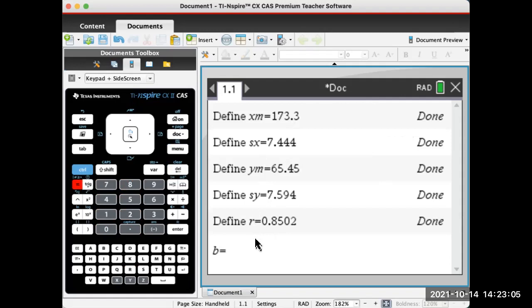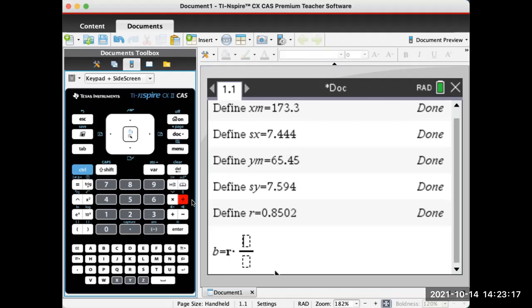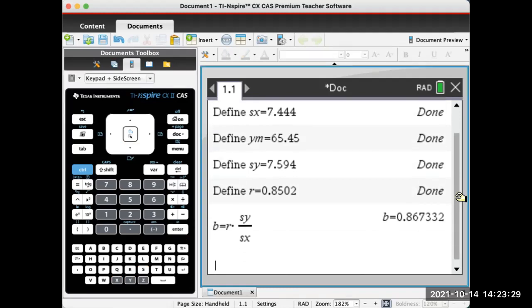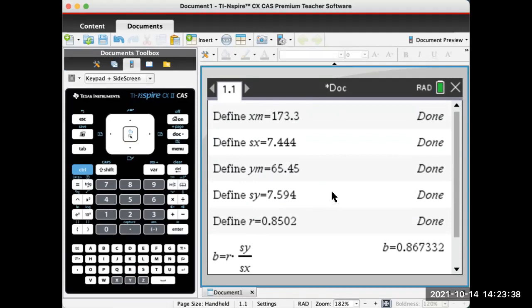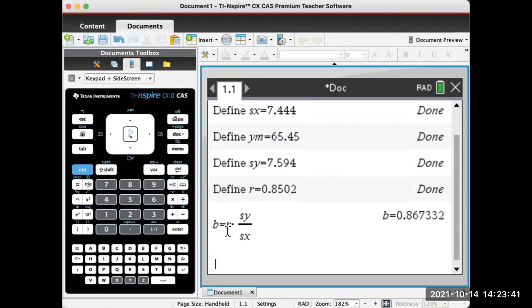b was equal to r, and notice how the r goes bold because we've already got a number for it. Times the fraction sy over sx. Notice if I just type s by itself, it doesn't go bold, but when I type sx, it goes bold. And press enter. So b was our slope, wasn't it? So that just gave us our slope. So it takes a while to set up, but once you've got the setup, to get your answer, it's a lot cleaner. It's a lot easier to look at as well, if you typed it in correctly.